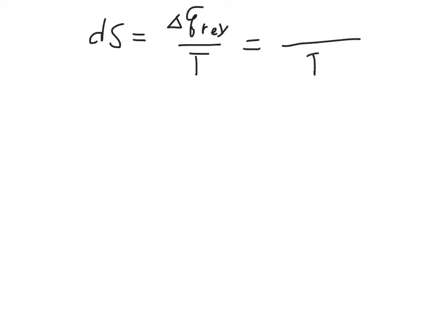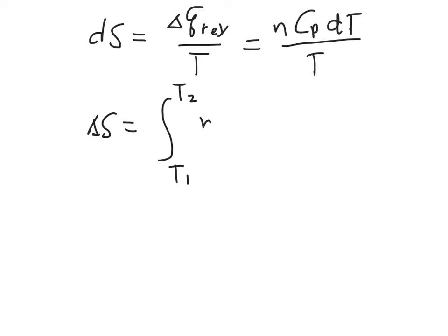We can even find out the entropy change. Recall that the entropy definition equals dq reversible over T. And dq reversible is actually N Cp dT. So therefore, if we want to find the entropy change between temperature T1 and T2, we can write down the integral as this one: initial temperature, final temperature, and N Cp over T dT.